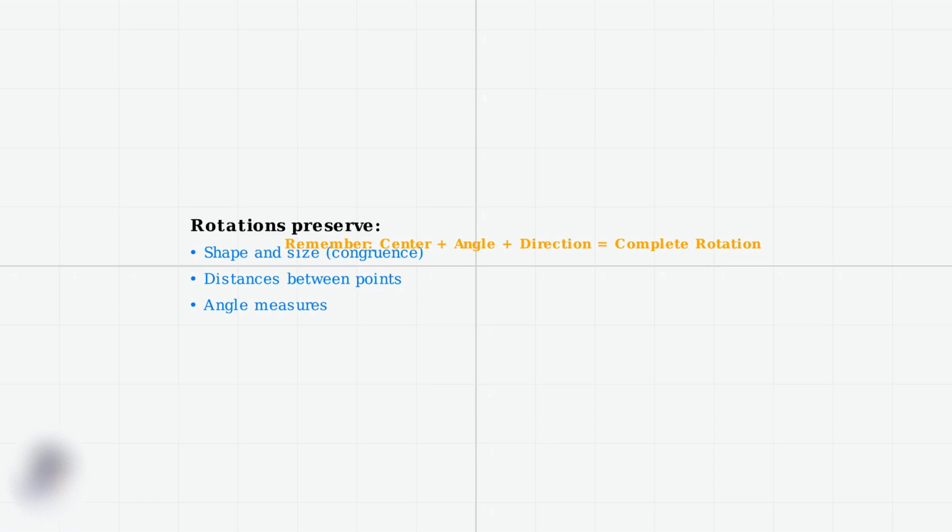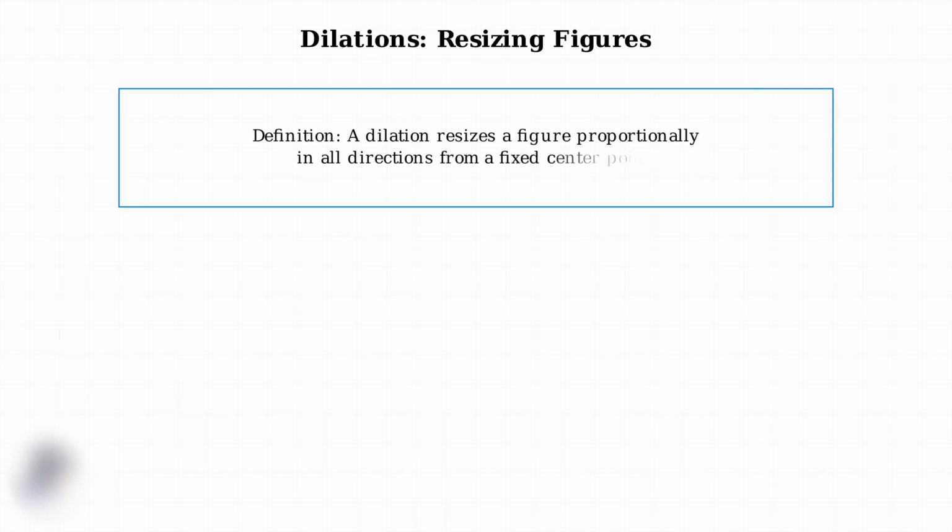With these tools, you can rotate any figure around any point in the coordinate plane. Now we explore dilations, a unique type of geometric transformation that changes the size of figures while preserving their shape. Unlike translations, reflections, and rotations, dilations are non-rigid transformations. A dilation is a transformation that resizes a figure proportionally in all directions from a fixed center point.